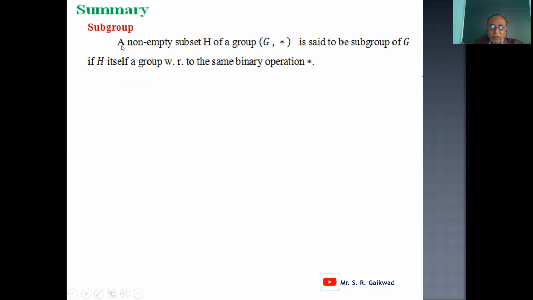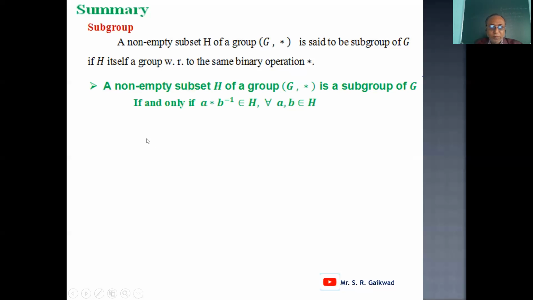So in this topic here, we can define subgroup. A non-empty subset H of a group G, star is a subgroup of G if H itself is a group with respect to the same binary operation star. This is the definition of subgroup. In this topic, we can summarize this definition of subgroup. This H is a non-empty subset, and if it is itself a group with respect to the same binary operation star, then at that time H is called a subgroup of G.